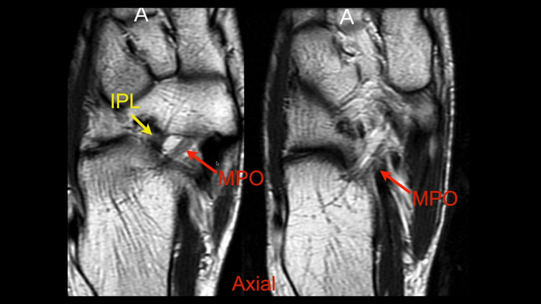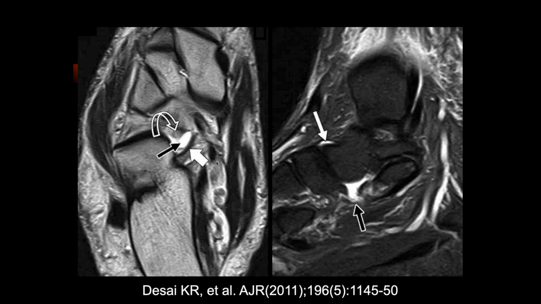Medial plantar oblique. There's the inferior plantar longitudinal. And then here's a case from the literature where we can see fluid in between the two. Here's the oblique, and here we can see a tear, the plantar longitudinal, right in through there. On the sagittal images, we can see the tear right here.